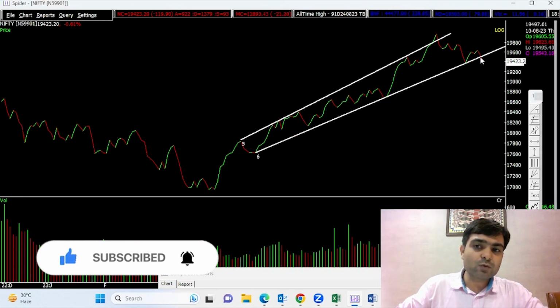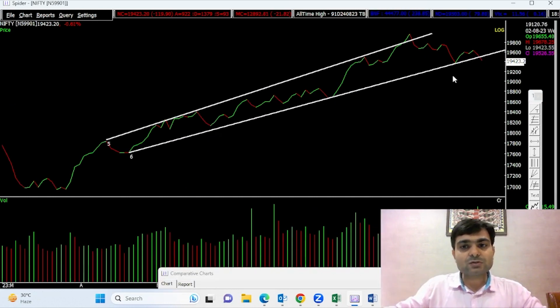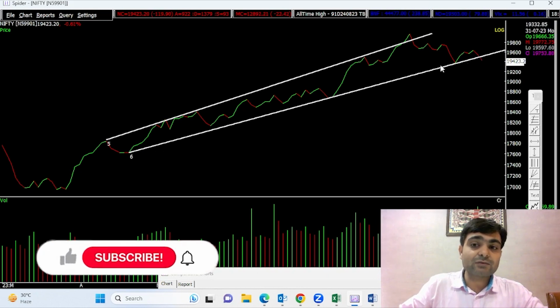So the market has broken this particular level, and in a previous episode we also saw that when some sort of M-shaped pattern gets formed, last time the M-shaped pattern formed, the market came down. This time also the M-shaped pattern has formed and the market has come down, and it has broken the rising trend line as well. So there are negative implications.